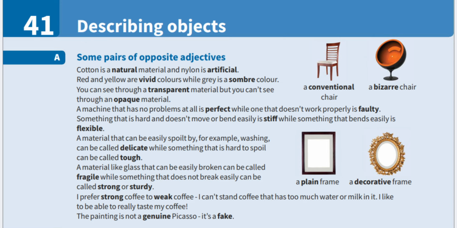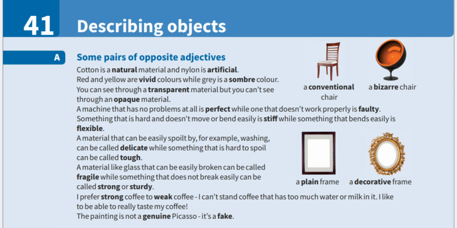A material that you can see through is transparent. A material that you cannot see through is opaque. A machine that has no problems is perfect. A machine that does not work properly is faulty. Something that is hard and difficult to bend is stiff. The opposite is flexible, which describes something that bends easily.